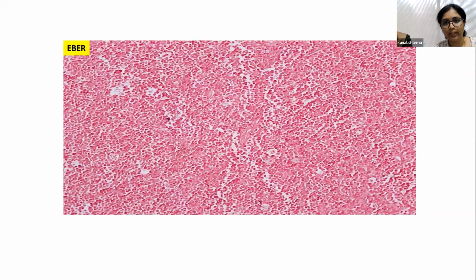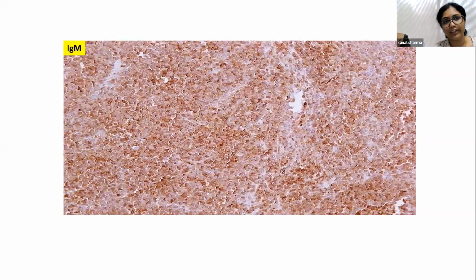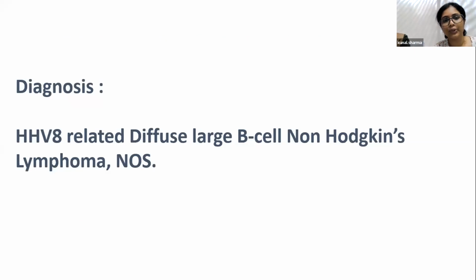So we did one more marker, which came out to be diffusely and strongly positive. Okay, so this was the diagnostic clincher. Which was HHV8, which was diffusely and strongly positive. And also, we did IgM, which was also positive. And our final diagnosis was HHV8 related diffuse large B cell lymphoma, NOS.